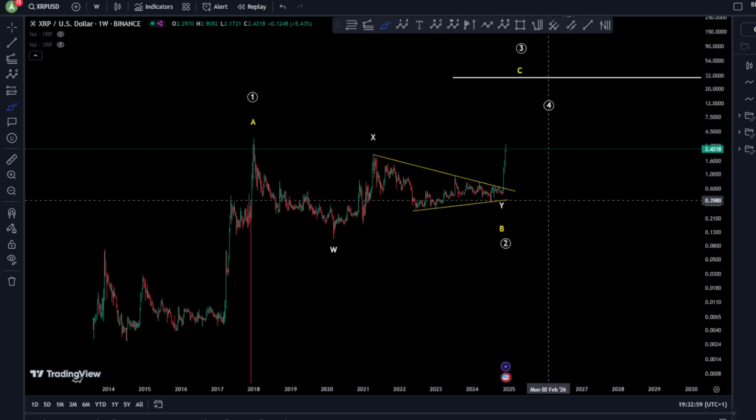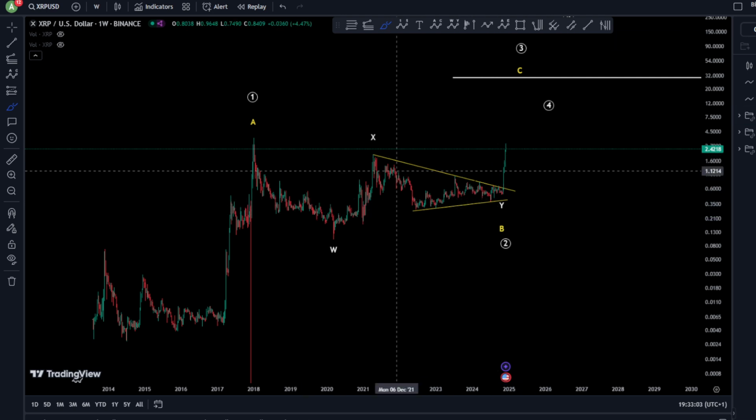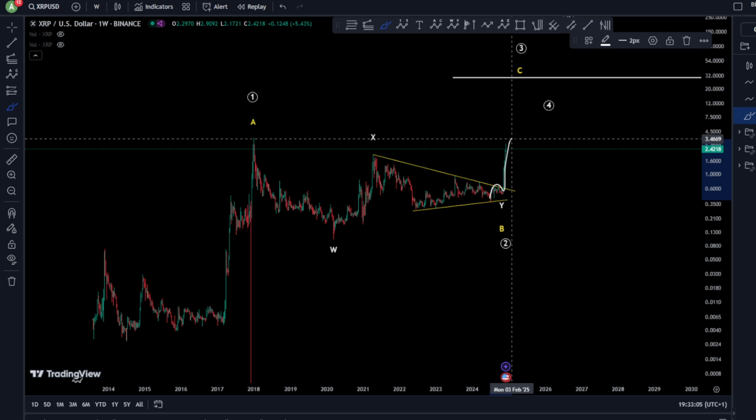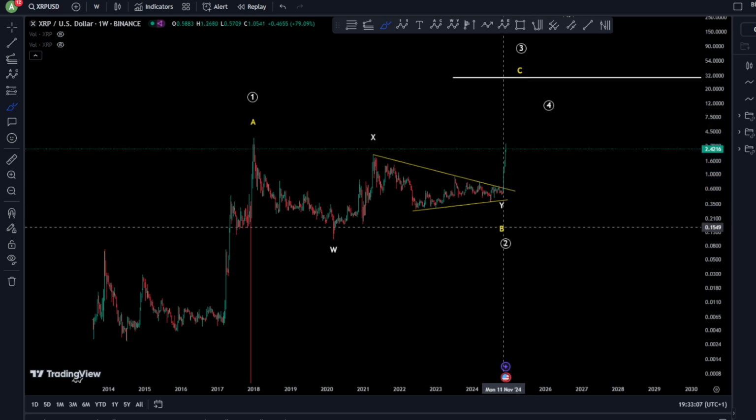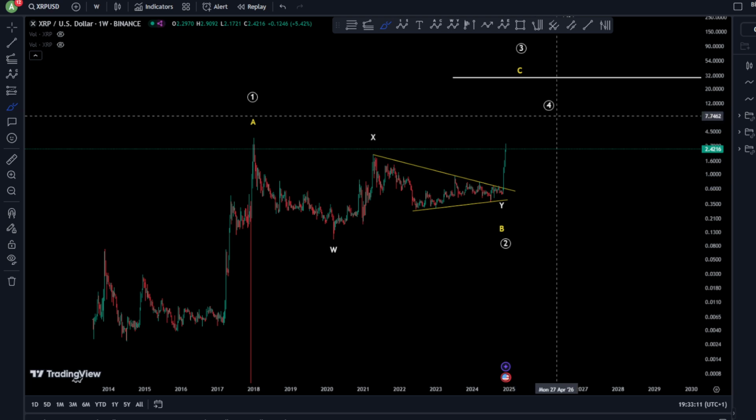And of course, your wave C would like to be 1, 2, 3, 4, and 5 as five impulsive waves. Now, of course, we cannot consider a 1, 2 here. This is a part of the correction. But your 1, 2, 3, 4, 5 probably is somewhere here to form a 1, 2, and then 3, 4, 5 for a wave C.